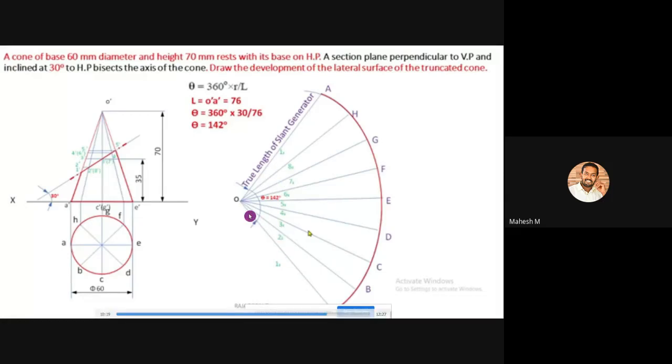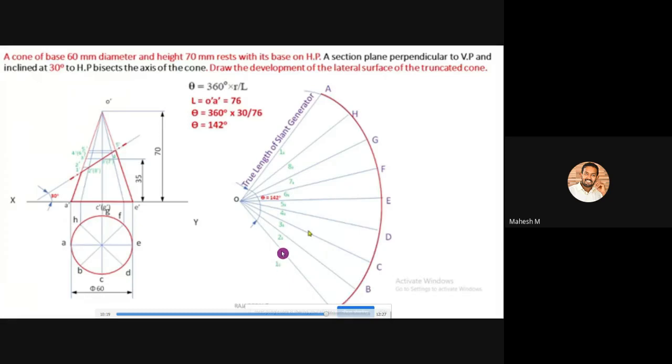So if the first point is on this line, the second point is O to B, third point O to C, fourth point O to D, fifth point O to E, sixth point O to F, seventh point O to G, eighth point O to H, and again the first point is on O to E. So here there is no section plane on this base, so you can highlight the total entire arc.